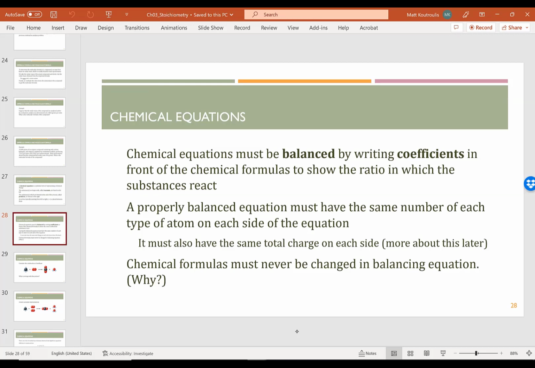Why do we balance equations? We must do this as a consequence of the law of conservation of mass, right? You must end up with the same number of atoms on each side of the equation.